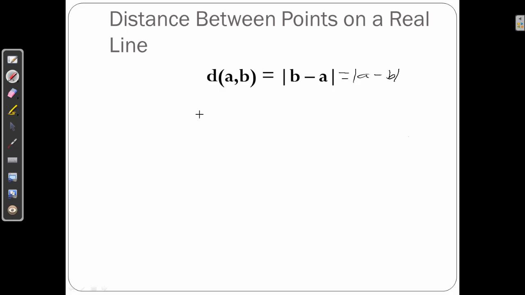If you were looking at, say, the distance between 3 and negative 5 on the number line, you would do the absolute value of 3 minus negative 5. And that would give you 3 plus 5 in absolute value, which would be the absolute value of 8, or just 8. Also, if you had set it up the other way, negative 5 minus 3, you would have gotten the same thing, because then you would have gotten negative 8 inside the absolute value, which would then come out to be just 8.